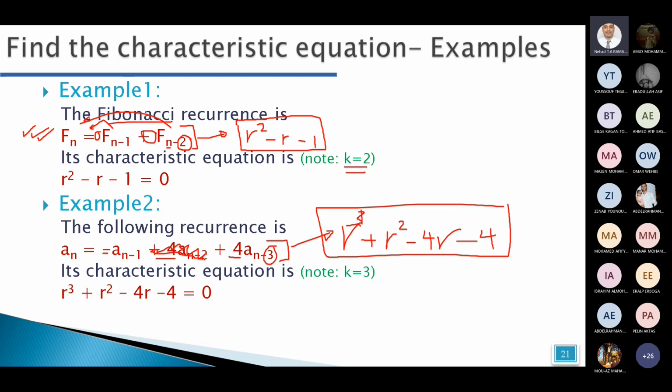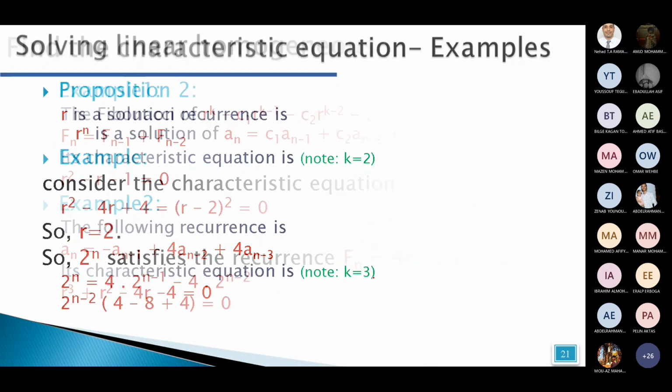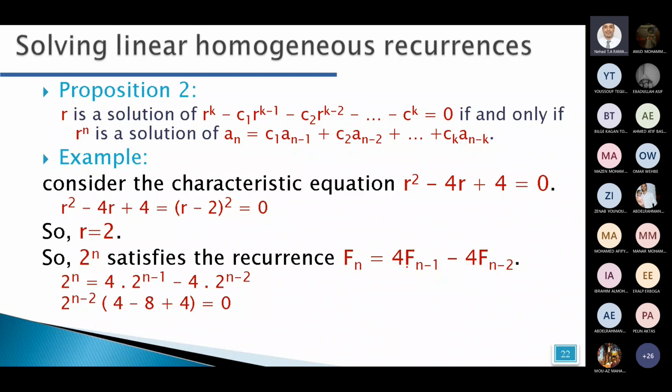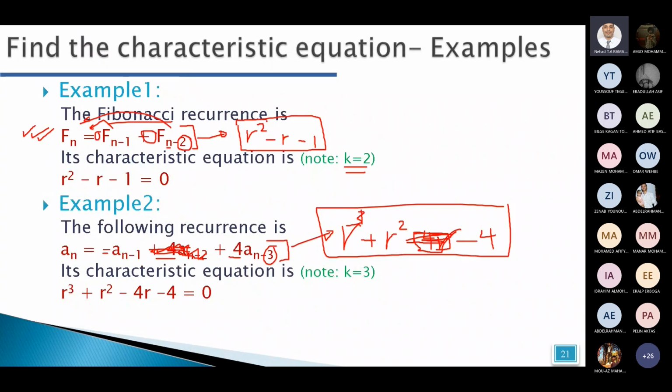If this term does not exist, then this one does not exist in the characteristic equation. So you have to be sure that all the terms exist. Okay. Second proposition. Now we speak about how to get the characteristic equation.